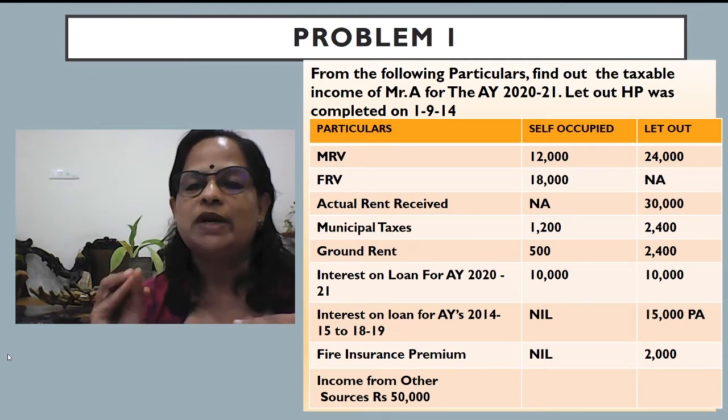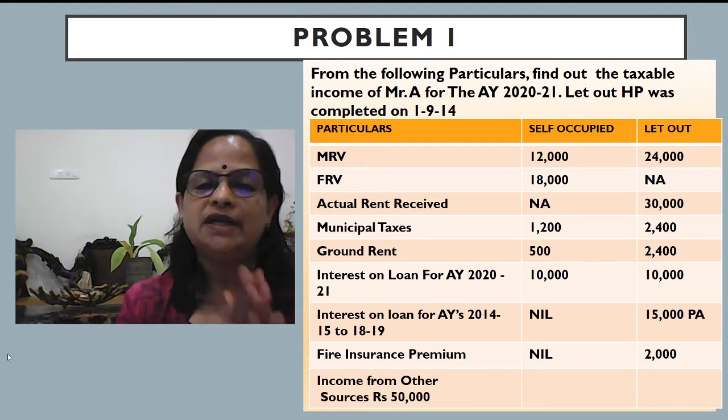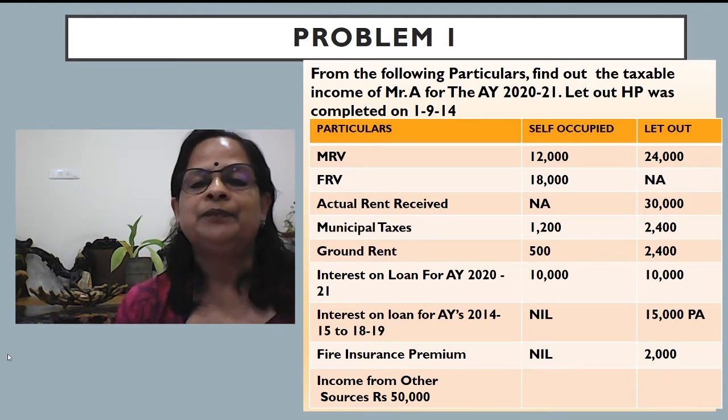Municipal taxes 1,200, 2,400. Ground rent 500 and 2,400. See, ground rent and all, they will claim, but we are not going to allow that exemption, because for let out house property they are getting the 30% standard deduction. Interest on loan taken for assessment year 2021, 10,000 each.